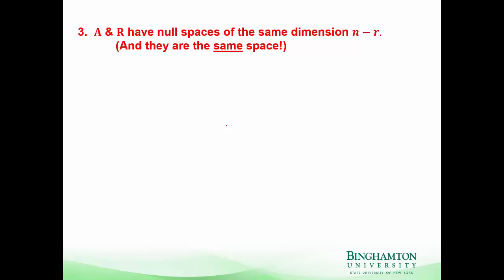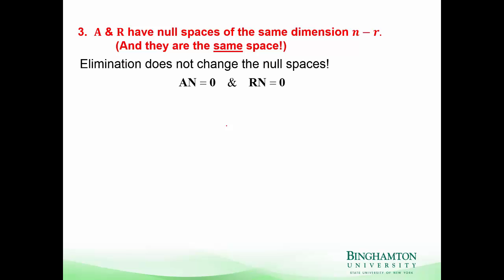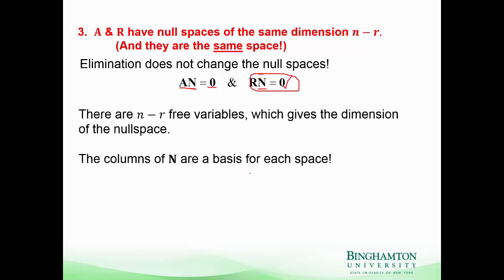Number 3, A and R both have null spaces of the same dimension, and they are the same space. So we've already talked about how once we find the N matrix, because of how we find N, if we multiply RN, we will get 0. But we also argued that this spans the null space of A, and therefore A times N must also give us 0. So we've established that in previous note sets. And therefore we can see that not only does N form a basis for the null space of R, it forms a basis for the null space of A.